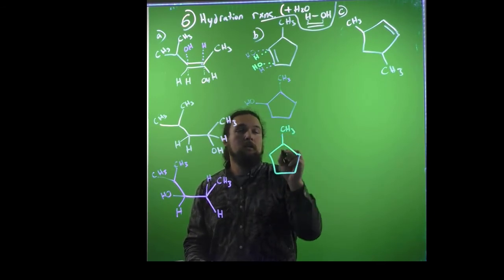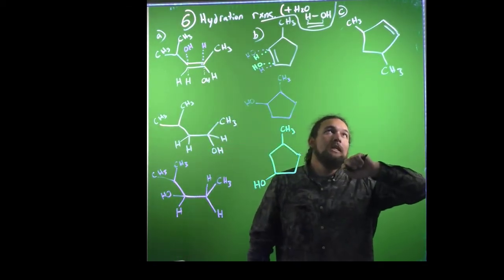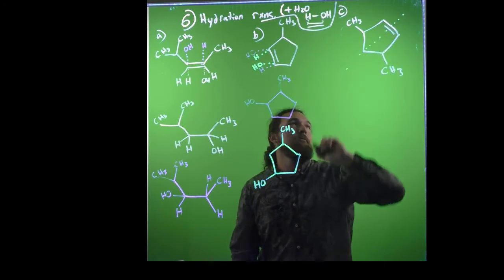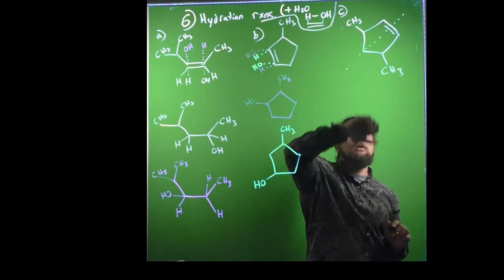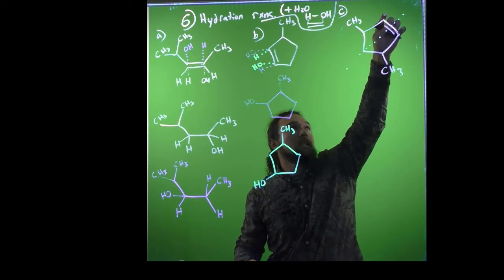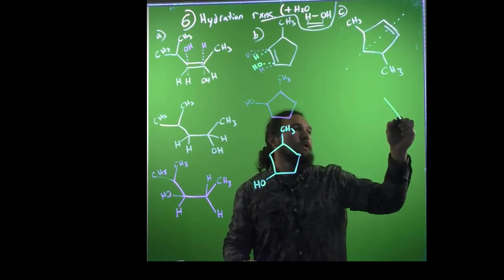this product over here. Okay, this last one, if we look at this molecule, there is a plane of symmetry going about this. So in this case, whenever we have a symmetrical alkene, we will only get one product, because if we add the OH to this side, or we add the OH to that side, it gives us the same product. I will show you.